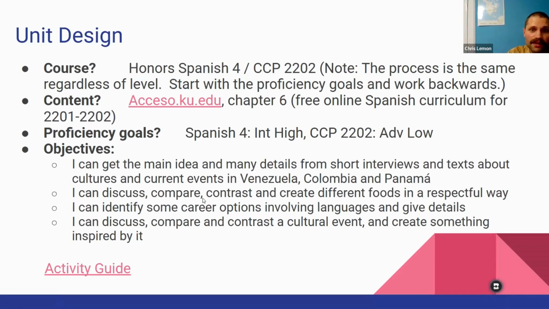I can discuss, compare, contrast, and create different foods in a respectful way. I can identify some career options involving languages and give details. I can discuss, compare, and contrast a cultural event and create something inspired by it.